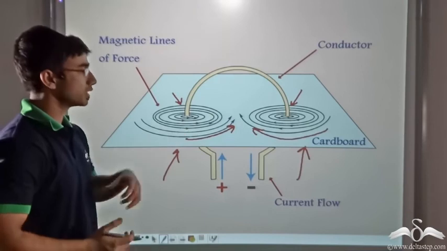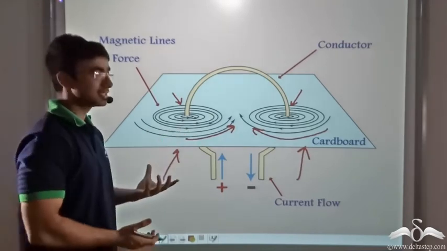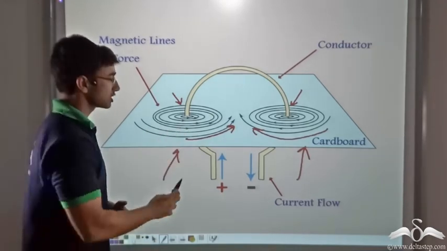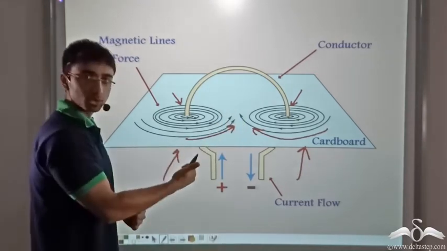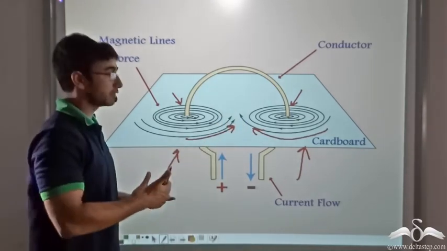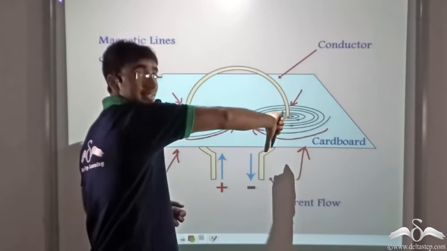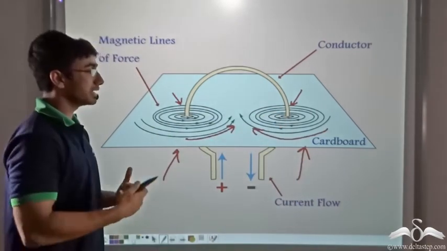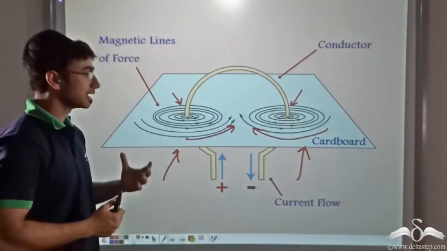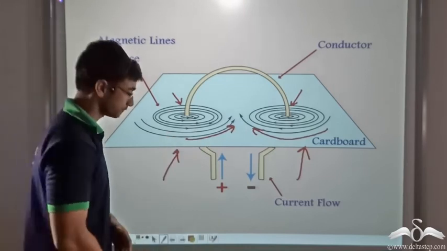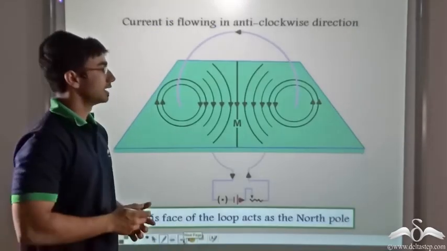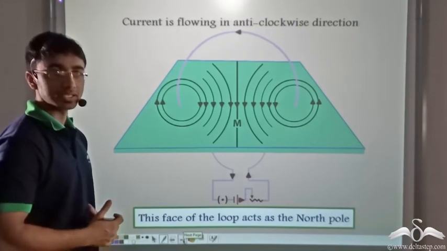Now you might be wondering that this method is quite inefficient because at both the ends you have to apply the thumb rule. There is a chance that you might forget to invert your hand at this end. So in order to make things simpler, there is a different rule to follow. Now let's see what that different rule is.